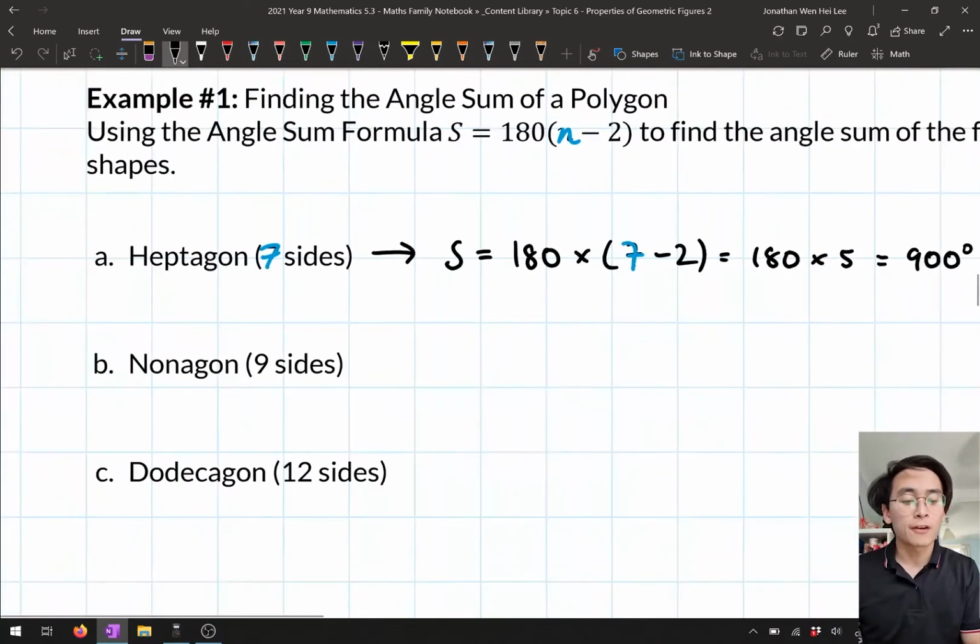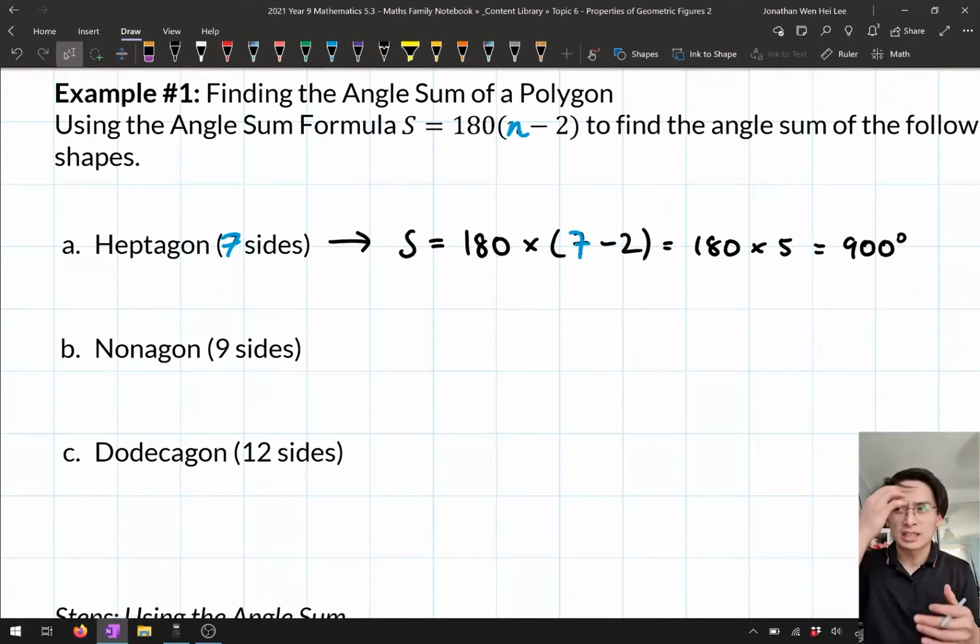Okay, so if we want to find the angle sum, the sum of all the angles inside these particular shapes, all we need to do is figure out how many sides our shape has, subtract 2, and then multiply that number by 180. Let's have a look at the next one.